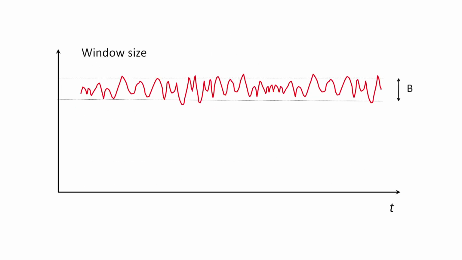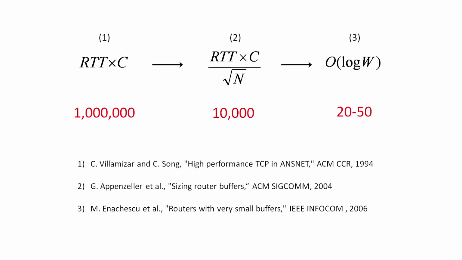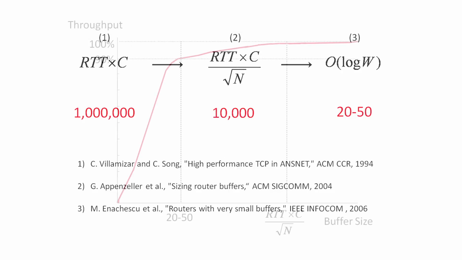But the buffer size could be reduced much further in fast backbone networks that interconnect many slow-access networks. Here, traffic becomes even smoother as packets of individual flows are spaced out when they are multiplexed onto fast backbone links. Our analysis shows that in this case, we can achieve high utilization with a tiny buffer size that is independent of the link bandwidth and delay, and is about 20 to 50 packets.